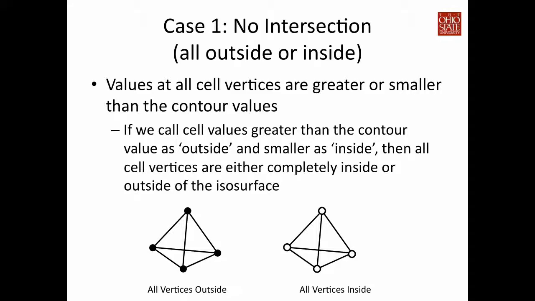So the first case is that the isosurface does not intersect with the cell. That means all the four vertices have values either greater than the isocontour value or smaller than the isocontour value. Sometimes the convention is that for values greater than the isocontour value, we call those vertices outside the isosurface. And for the vertices that have value lower than the isocontour value, we call those vertices inside of the isosurface.